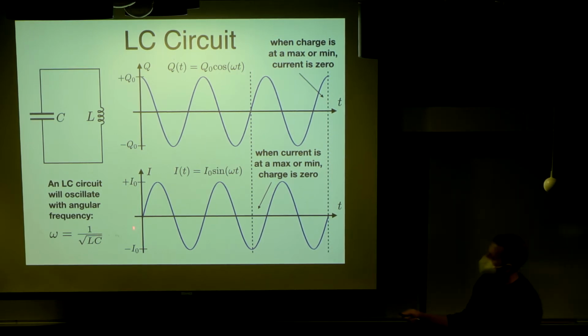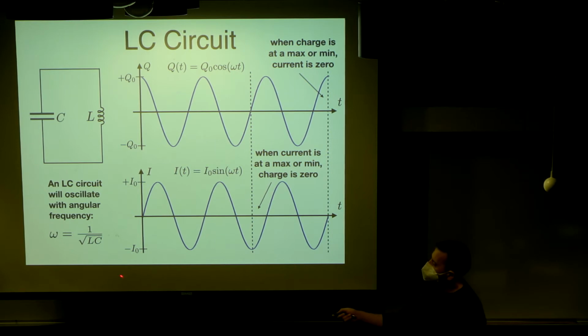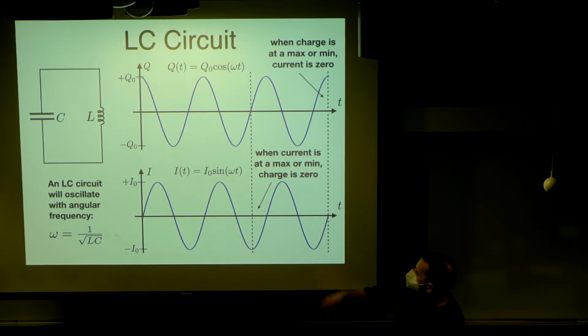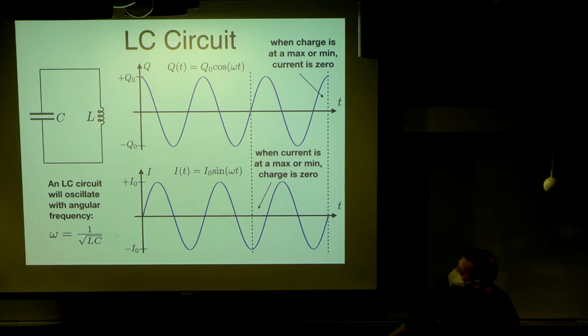And again, that omega is 1 over the square root of L times C. So if you know the inductance, L, and you know the capacitance, C, you automatically know the frequency that your circuit is going to oscillate at. So let's take a look at the graph of each one of these functions, starting with Q of t. So what is that? It's just some kind of maximum value times cosine omega t.